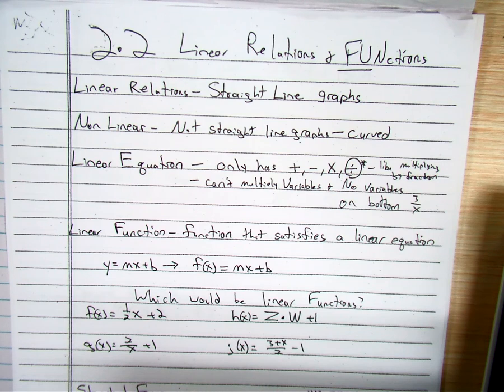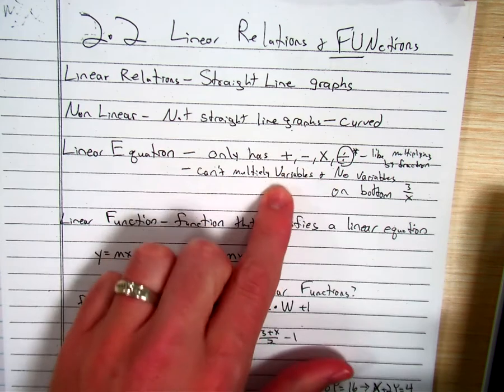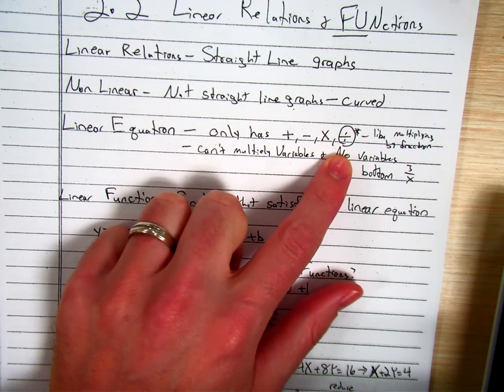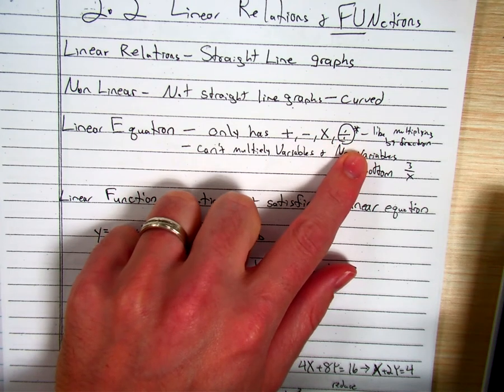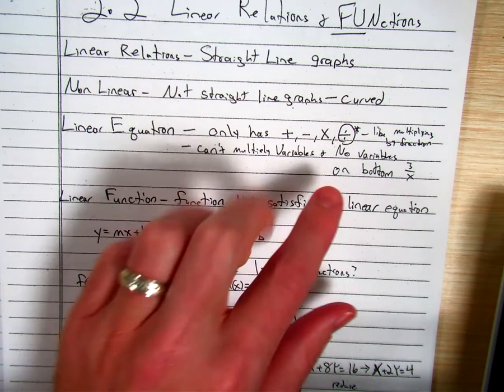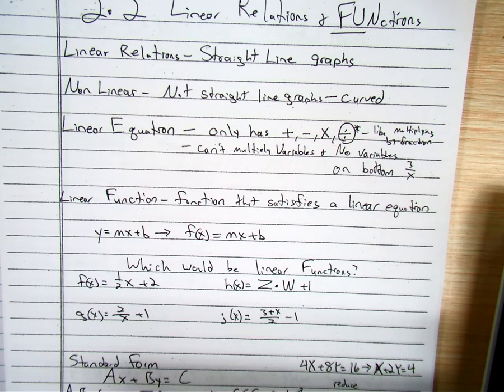So a linear equation is only going to have plus, minus, times, and divide. Division is multiplying by a fraction, because one of our rules later on says no division by variables. Like you're dividing by the number, x over 2, or x times a half, same thing. So it'd be the same as multiplying.